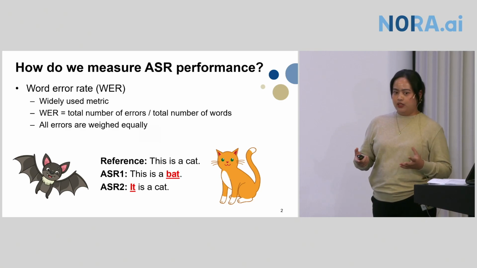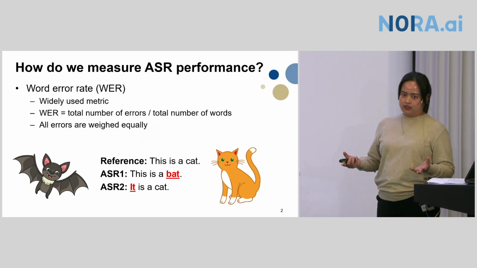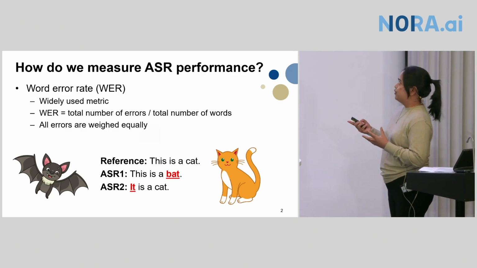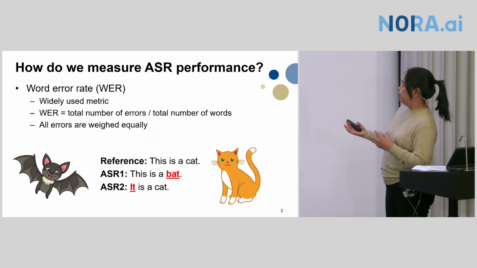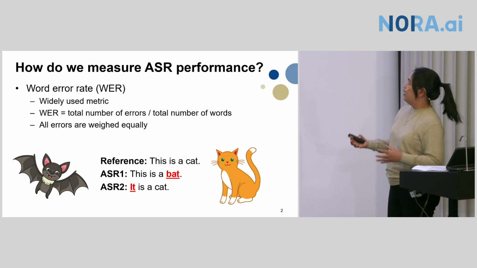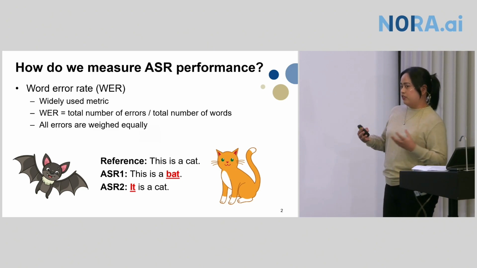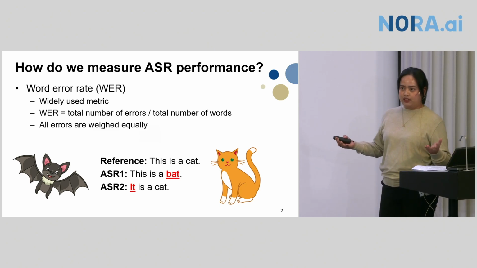So I'm here to present my work on semantically meaningful metrics for Norwegian ASR systems. We've been talking about ASRs, and the most widely used metric to evaluate speech recognition models is the word error rate. The word error rate is simply the number of word errors divided by the total number of words in the sentence. All the errors in the metric are weighed equally.